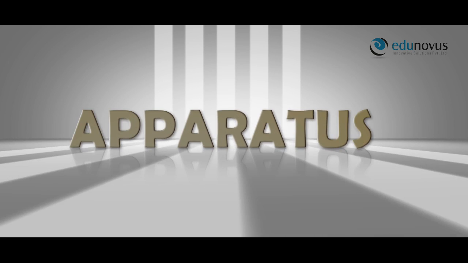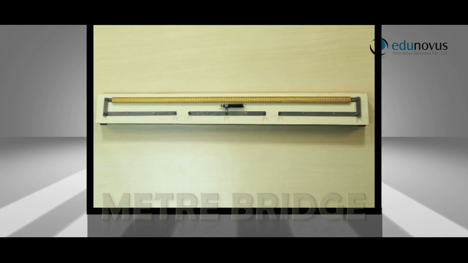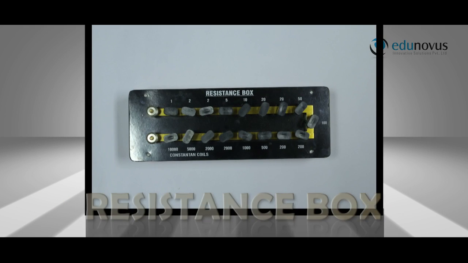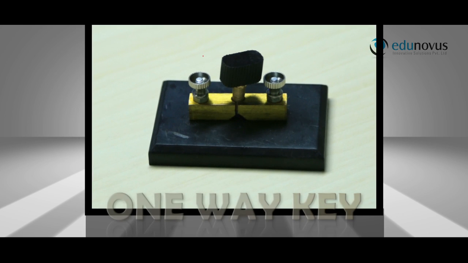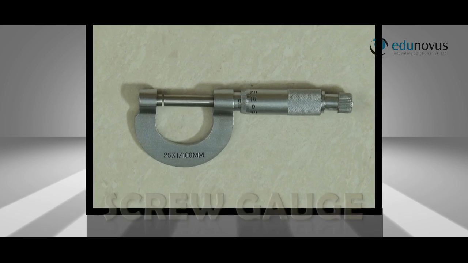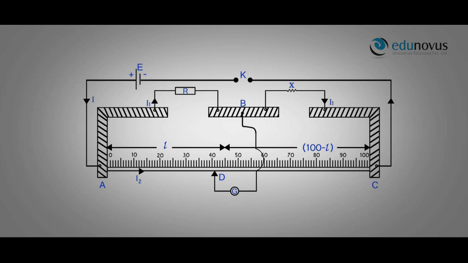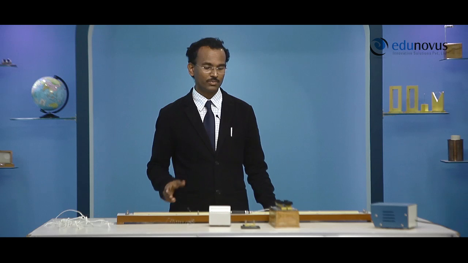Now that you have understood what is resistance, specific resistance, Wheatstone network and how a meter bridge can be used to measure an unknown resistance, let's proceed with the experiment. The apparatus used in this experiment are a meter bridge, battery eliminator, galvanometer, resistance box, jockey, a one-way key, a resistance wire, a screw gauge, a meter scale, and connecting wires. Here we have all the apparatus we need to perform this experiment.